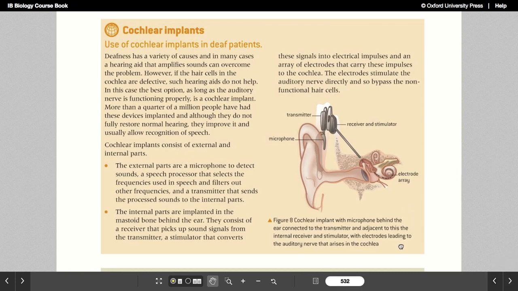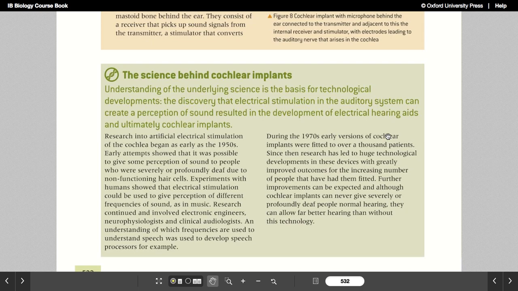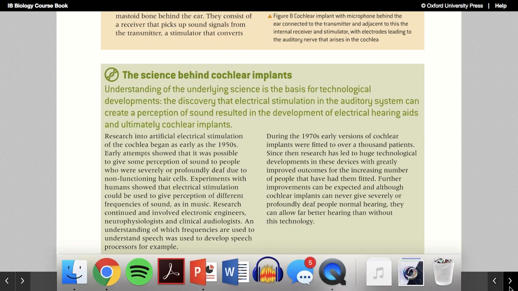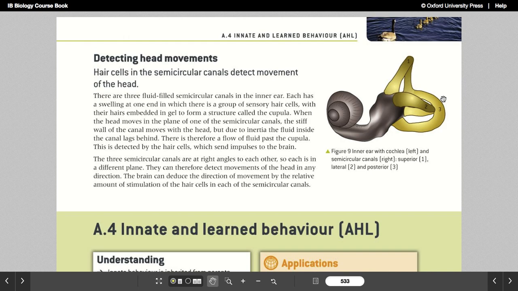There's that. Let me scroll down. You guys don't really need to worry about this green box. And like we said, for head movements, in the semicircular canals, there's 3 of them, and they work in the X, Y, and Z axes. They're filled with little cells that have little hairs on them, and they've got a blob of fluid on top of that, which we call a cupula. When your head moves, it causes the fluid of the cupula to move, and this can be detected by the hair cells, which send impulses to your brain for which direction you're in.